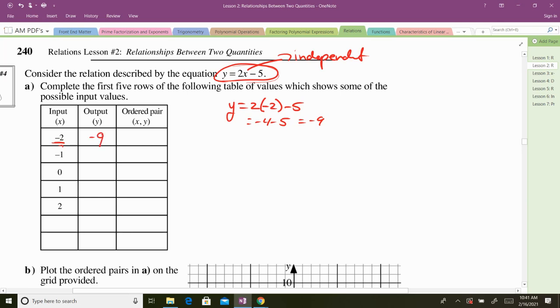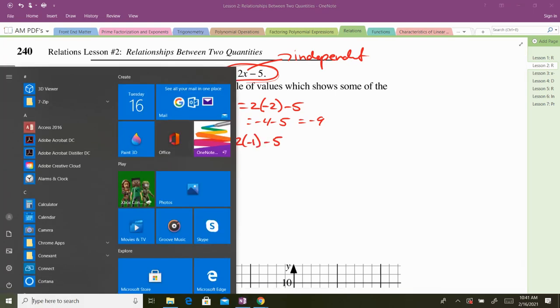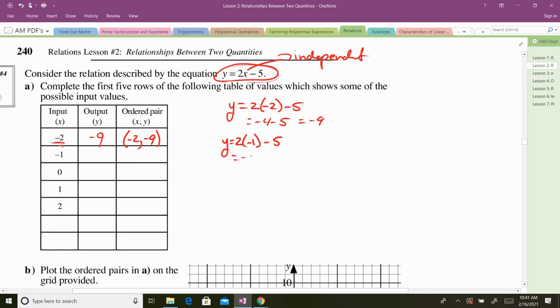The input is negative 2. The output is negative 9. If you write it as an ordered pair, as an xy pair, it's always x first, so negative 2, and then the y value, negative 9. What if I put negative 1 in for x? You don't have to write it out. Negative 7.